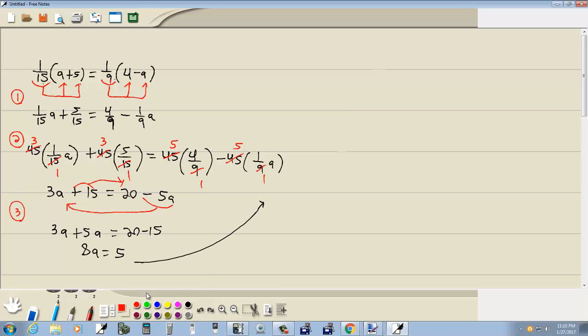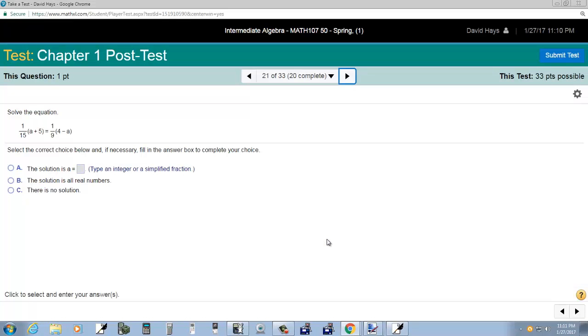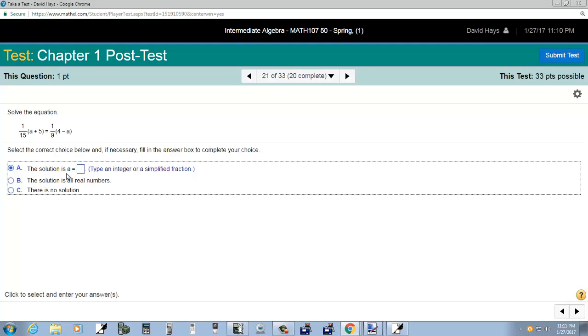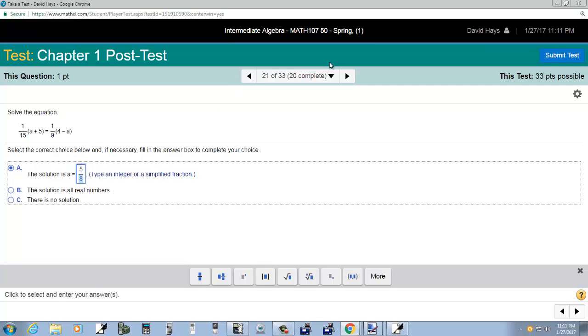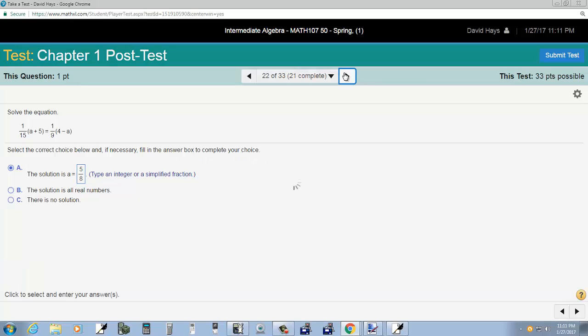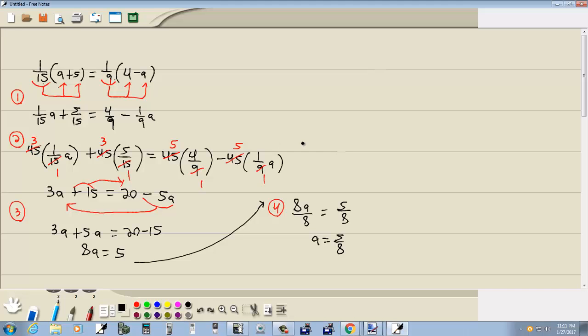And step 4, divide both sides by the number in front of your a. Number in front of our a is an 8. So that gives us a is equal to 5/8. Assuming I didn't screw up somewhere. 5/8. Okay, let me clear that off.